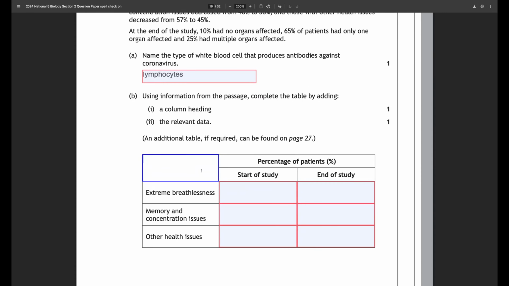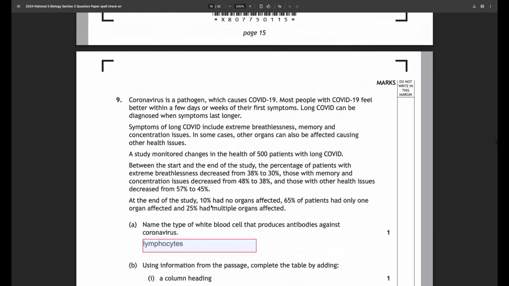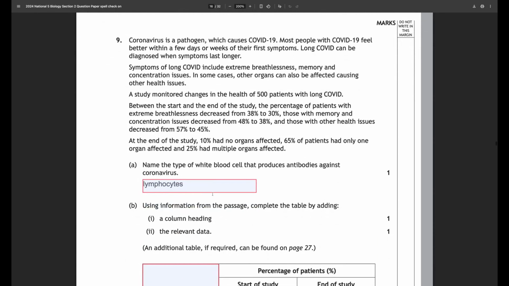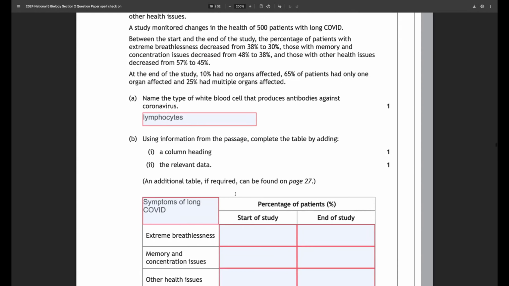Perfect. Okay, the next question asks us to fill in a column heading and the relevant data into the table. We have to complete it using the information above. So the heading for this column in the table should include extreme breathlessness, memory and concentration issues, and other health issues. So let's look in the passage to where we can find those things. So I've found extreme breathlessness there, memory and concentration issues, and other health issues. So what are these things? These things are the symptoms of long COVID, okay? So that's exactly what we're going to put into our table.